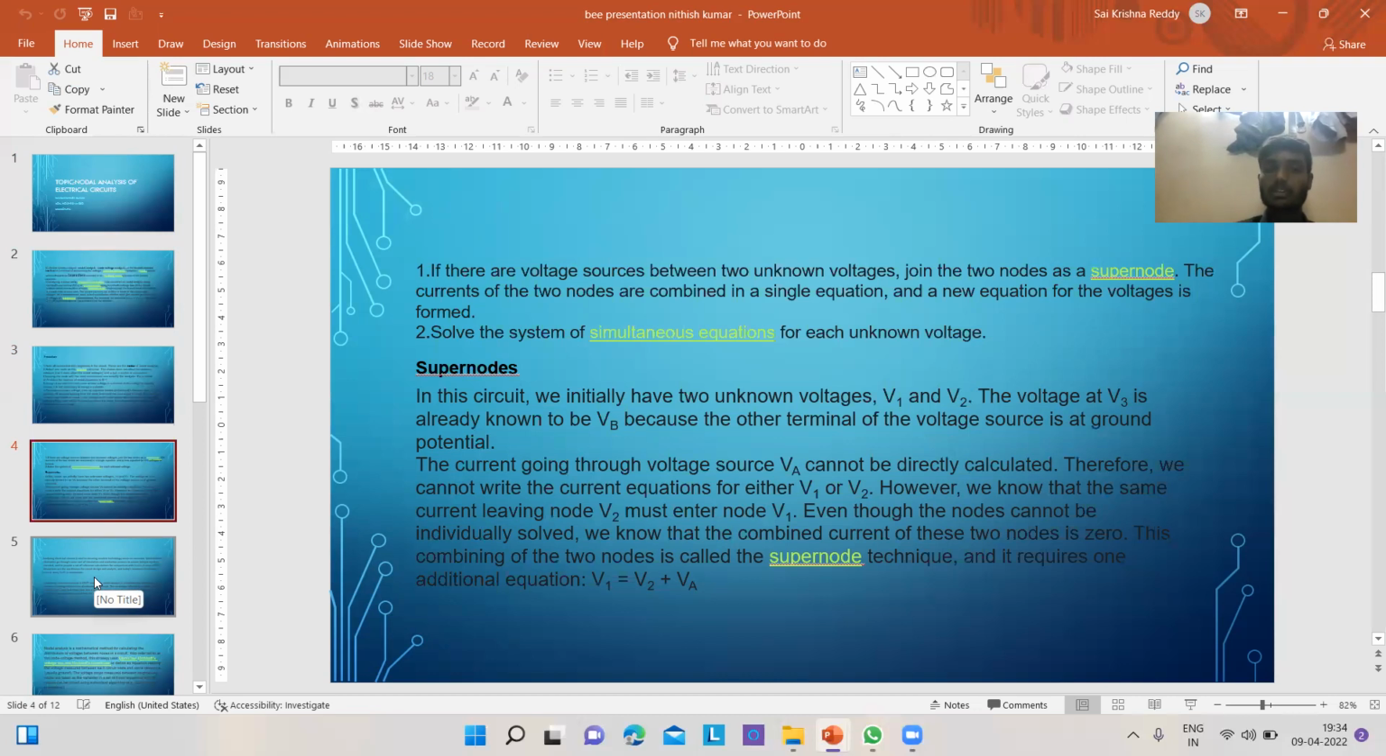However, we know that the same current leaving node V2 must enter node V1. Even though the nodes cannot be individually solved, we know that the combined current of these two nodes is zero. This combining of the two nodes is called the supernode technique and it requires one additional equation.